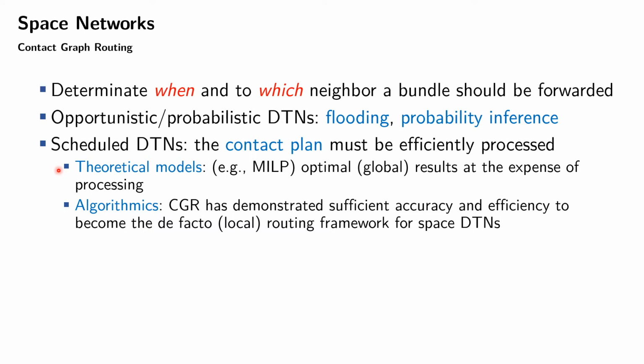There have been some works on MILP problems and optimal approaches to solve this question, but at the expense of computer processing, which unfortunately is not always available in spacecraft computers. So an alternative, algorithmic approach is CGR. CGR is an algorithm that has demonstrated sufficient accuracy and efficiency to become kind of the de facto routing framework for space DTNs.